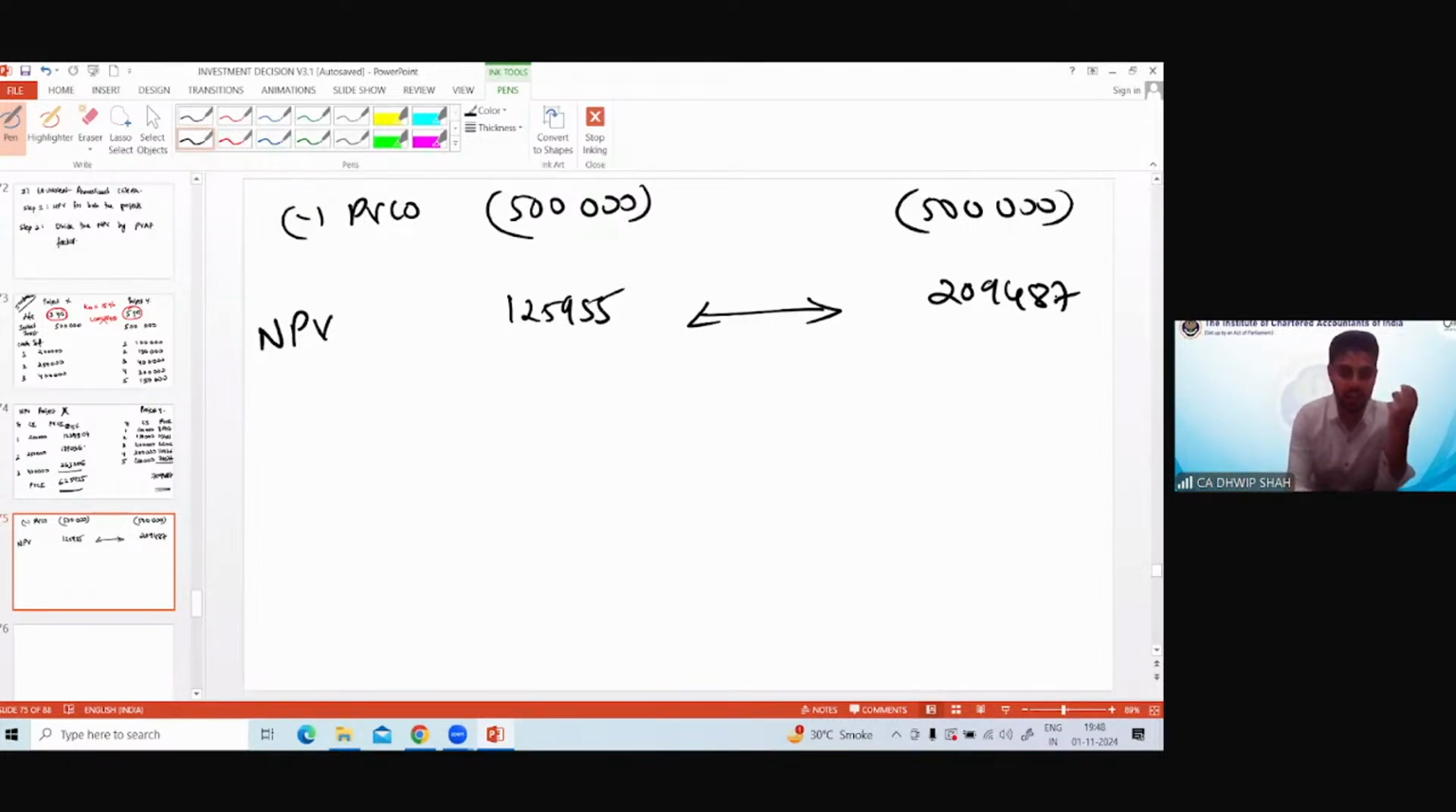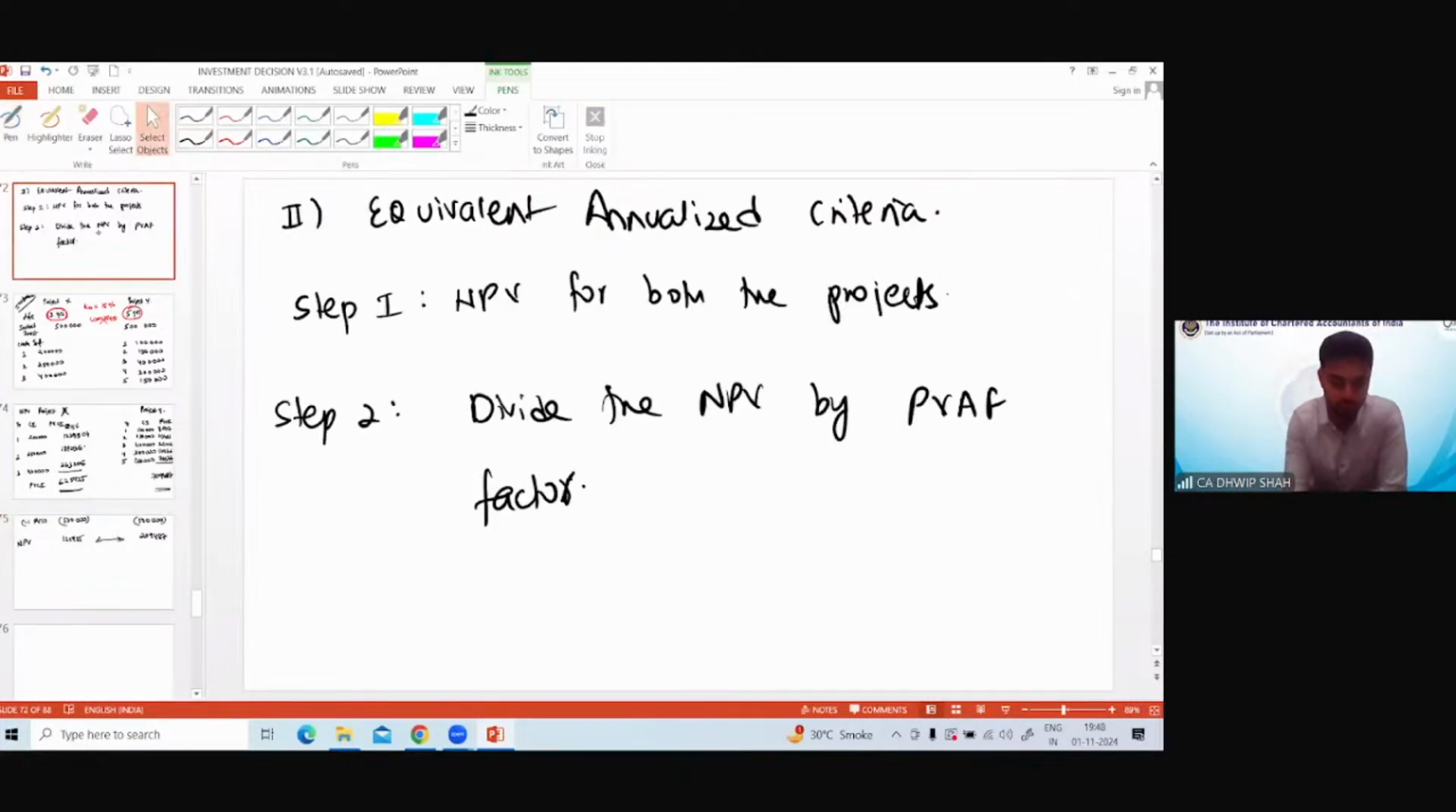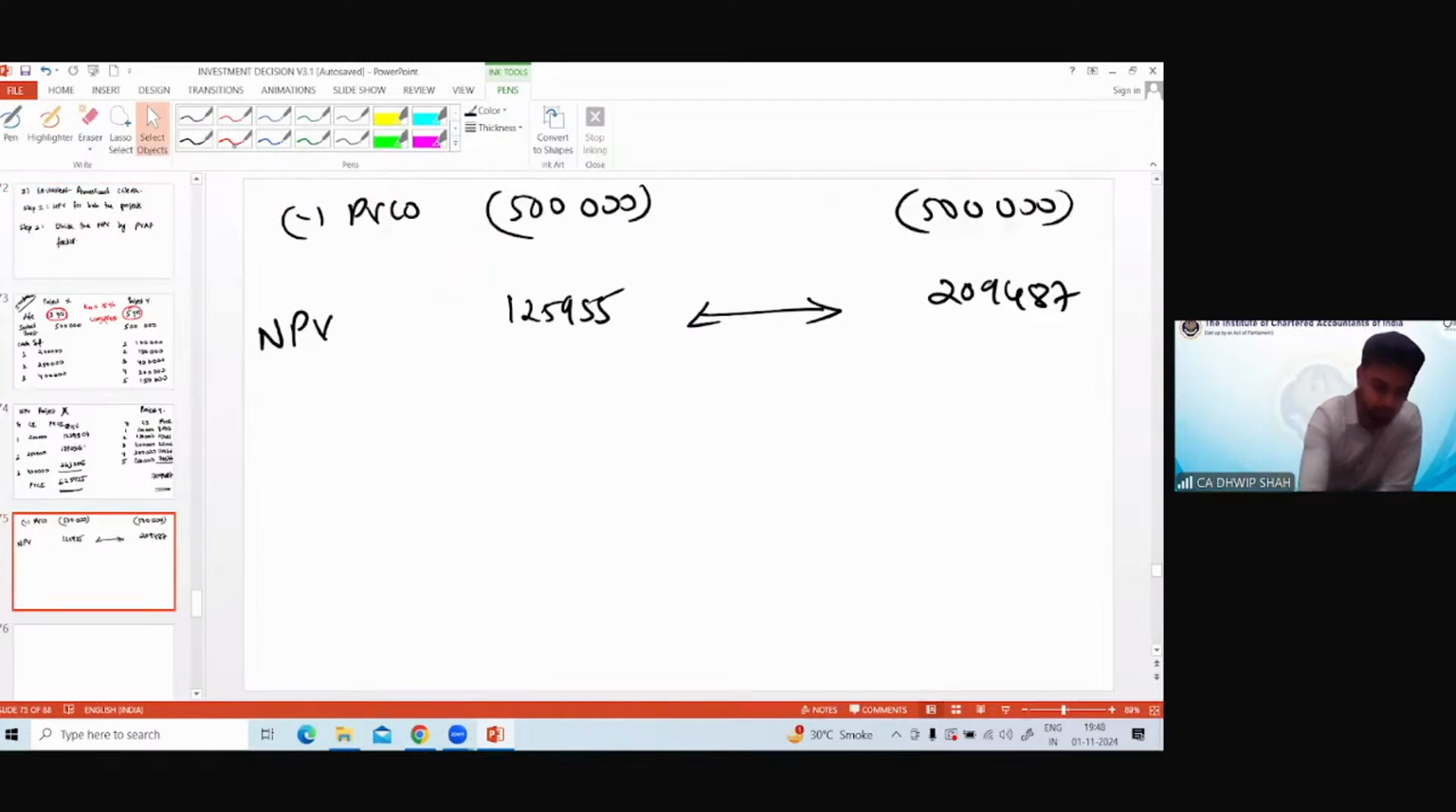And to bring the life at parity, we have two methods: replacement chain method and equivalent annualized criteria. Here we are following the equivalent annualized criteria method. As per this method, there are two steps. Step 1 is calculation of NPV for both the projects. That is done. Step 2, divide this NPV by PVAF factor.